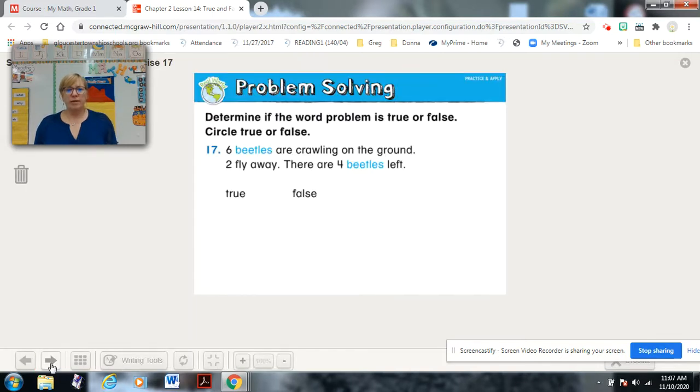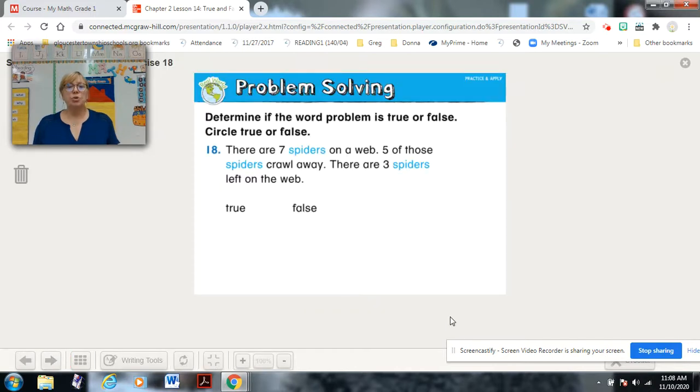Okay, problem solving. I will read it, you pause and figure it out, and then you come back for your answer, okay? Determine if the word problem is true or false. Circle true or false. 6 beetles are crawling on the ground. 2 fly away. There are 4 beetles left. True or false? Pause now. That's right, that's true. I prefer to think of them as cute little beetles. You know, nothing that would make me go ooh. So, yes.